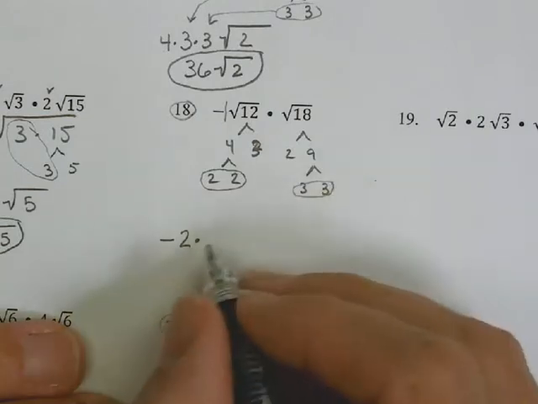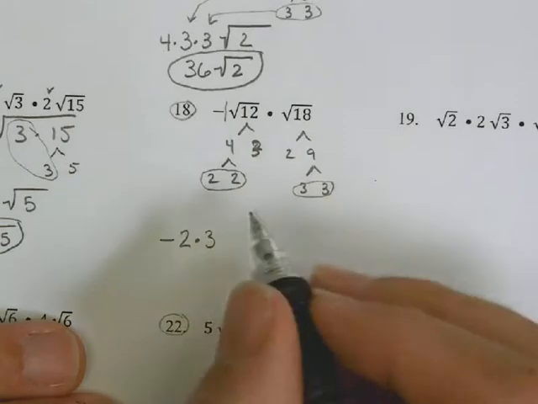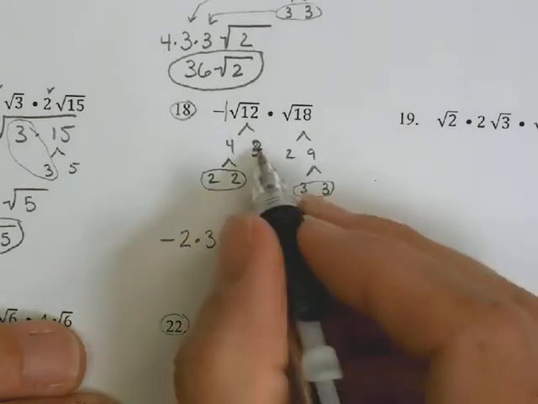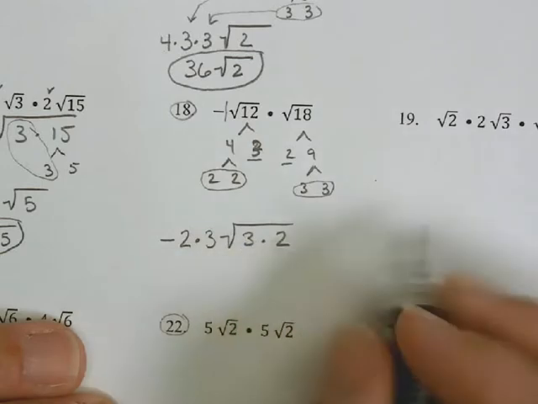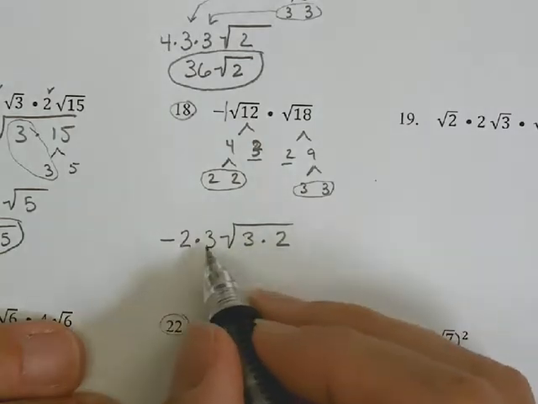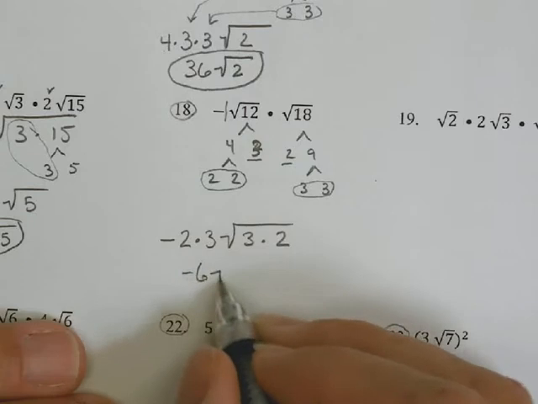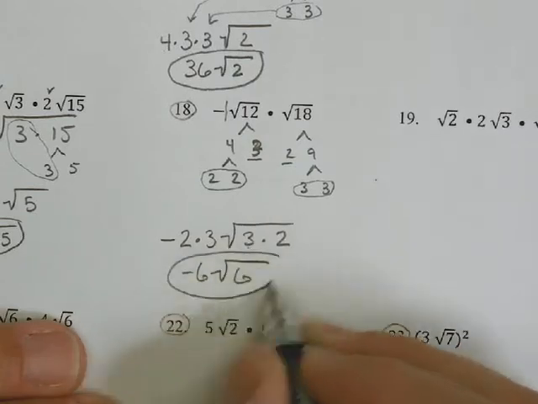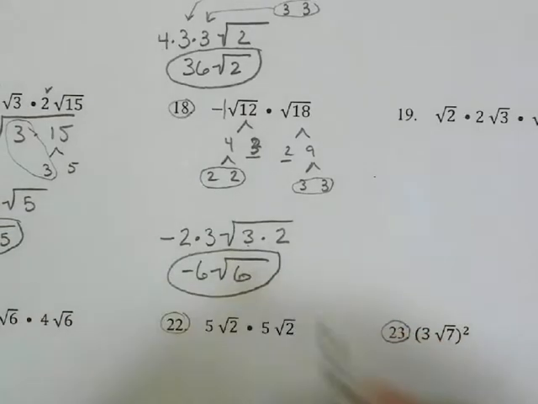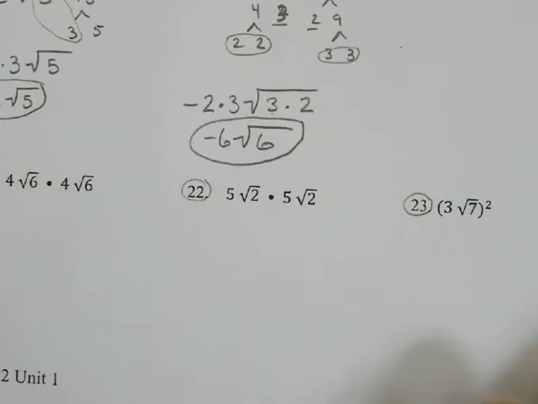I have a group of 3's here, so I put that outside. And I still have inside the radical, I still have a 3 and a 2. So 3 times 2 on the inside. So negative 2 times 3 is negative 6. And here 3 times 2 is 6. And so our solution is negative 6 root 6 for number 18.